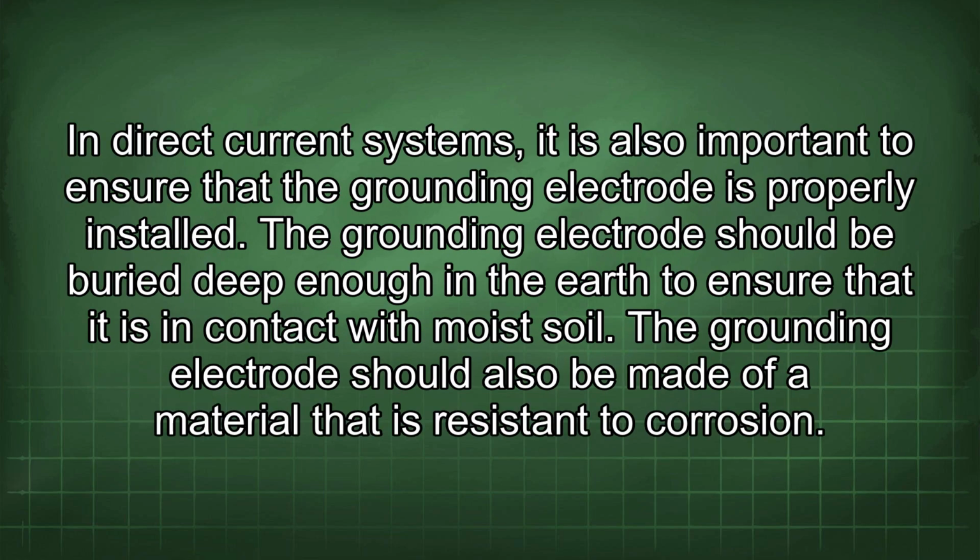In direct current systems, it is also important to ensure that the grounding electrode is properly installed. The grounding electrode should be buried deep enough in the earth to ensure that it is in contact with moist soil. The grounding electrode should also be made of a material that is resistant to corrosion.